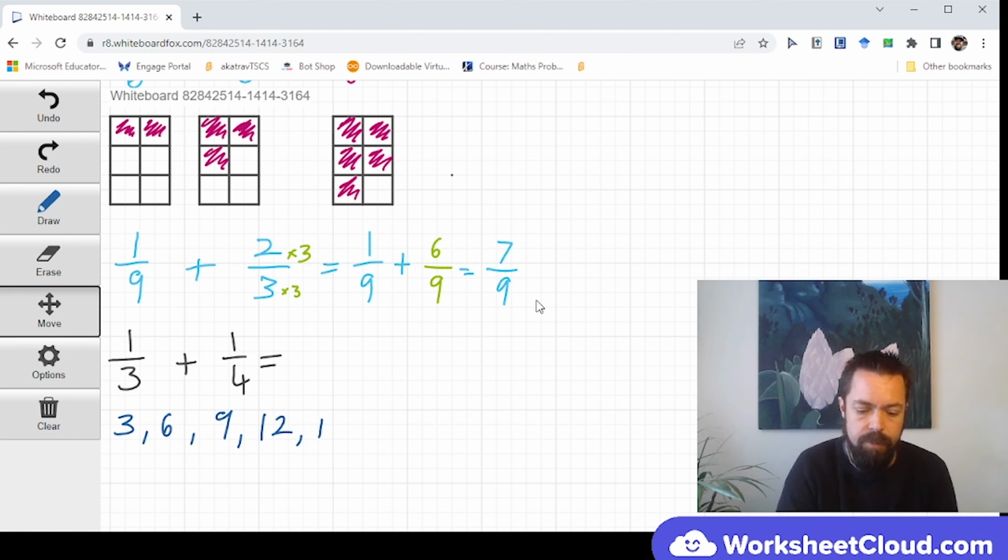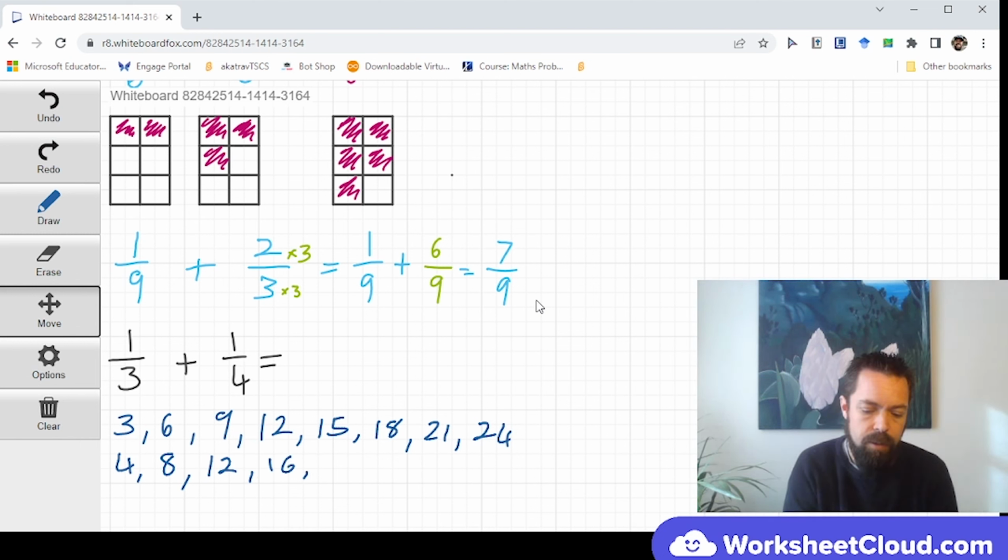Oops, I switched times tables there. 21, 24, and 4, 8, 12. Now usually I'd stop there because I've already found one that's in both, but I want to just go on a little bit. Any 2 numbers or 3 numbers will always have many common factors, but we want to go with the multiples. We want to go with the lowest common multiple, the smallest number that goes into both.